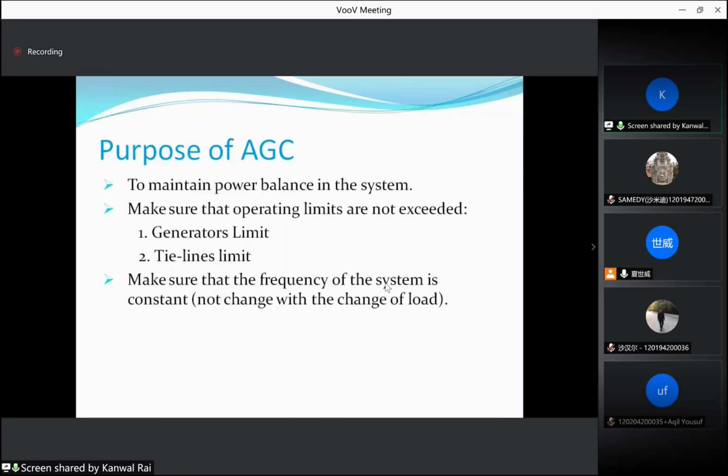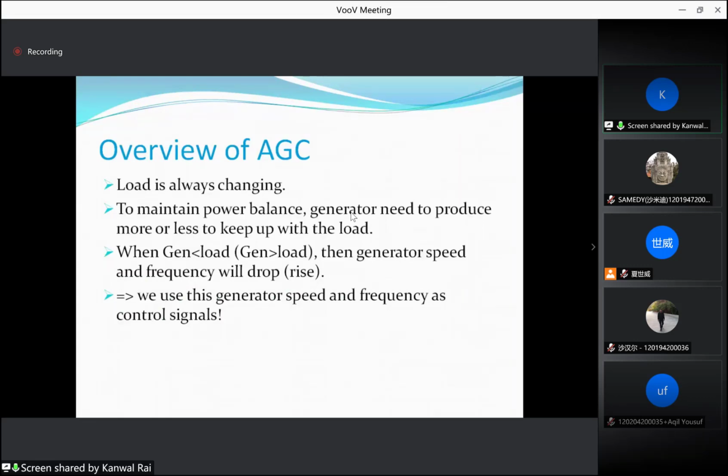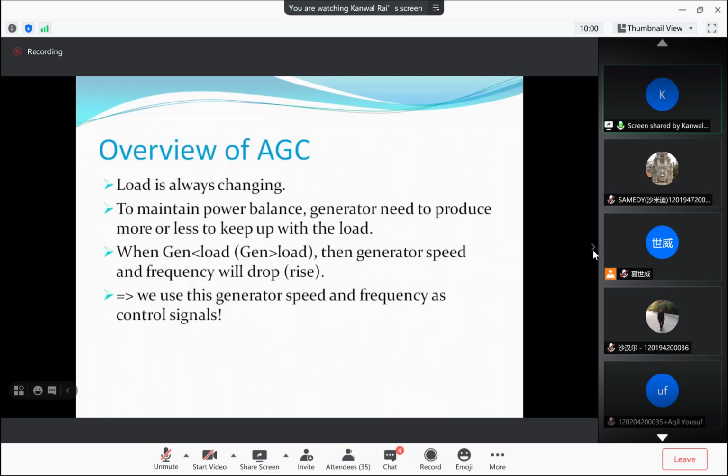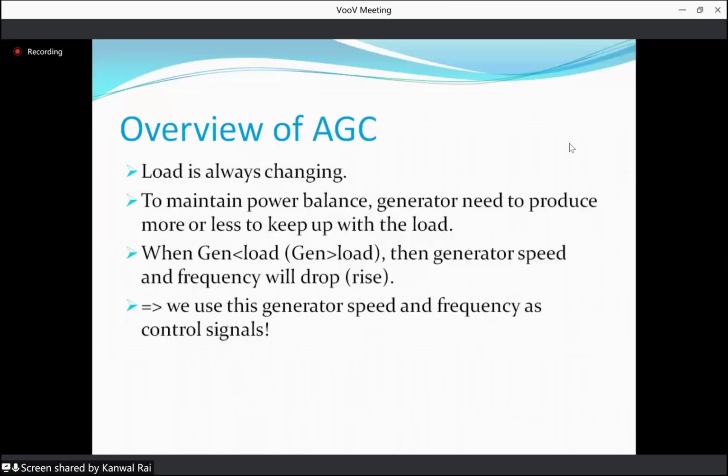Now come to the overview of AGC. First of all, load is always changing, and to maintain power balance, generators need to produce more or less to keep up with the load. When generation is less than load, the generator speed and frequency will drop automatically, and vice versa. When generation is greater than load, the generator speed and frequency will rise.